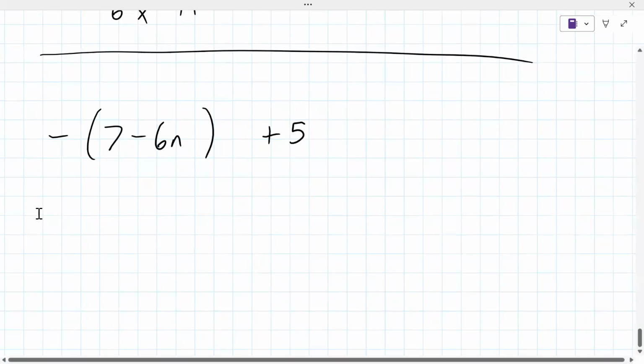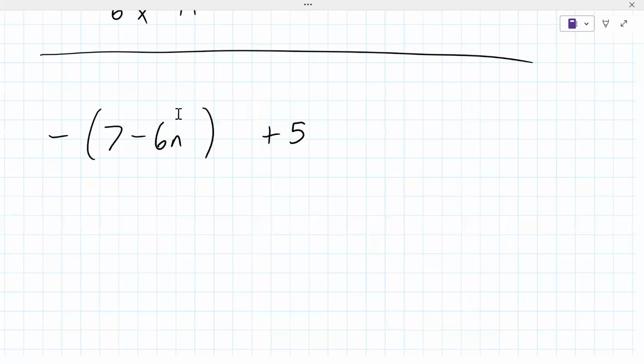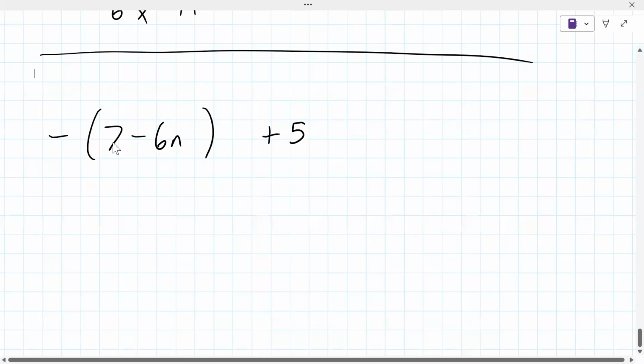Let's say it's negative parentheses 7 minus 6n plus 5. Tell me the result here when you distribute the negative inside. Wouldn't it become a positive? I mean, wouldn't it be 7 plus 6n? 7 is positive. It also has to change signs. What does that become?